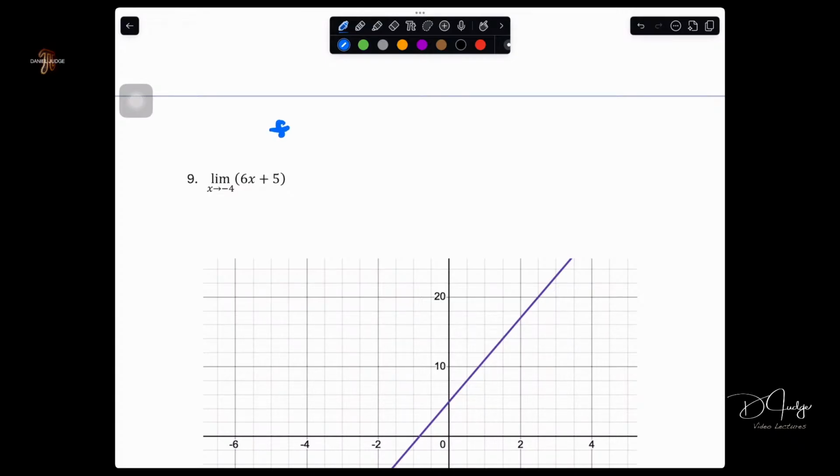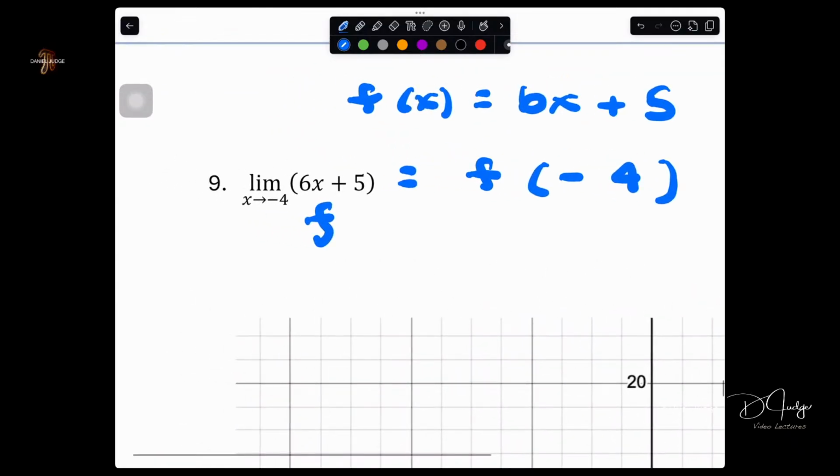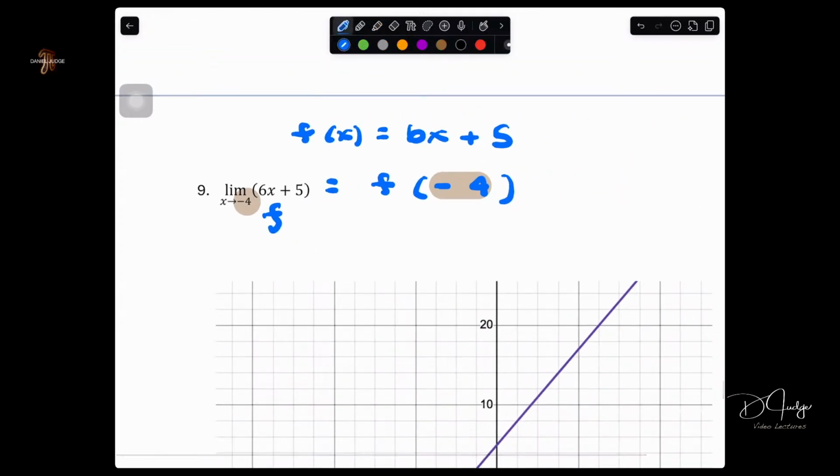So since our function here is 6x plus 5, this is that function right in here. All we have to do is evaluate the function at the point -4, because polynomials are nice and continuous everywhere, which means polynomials are continuous for all real numbers. We just got to plug this in.